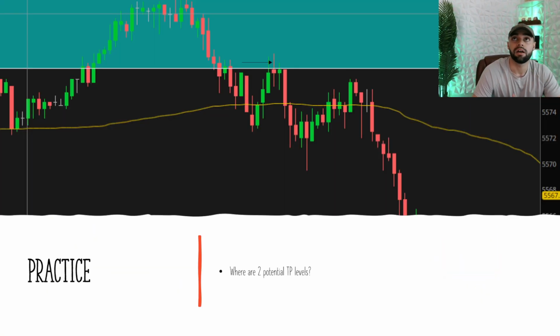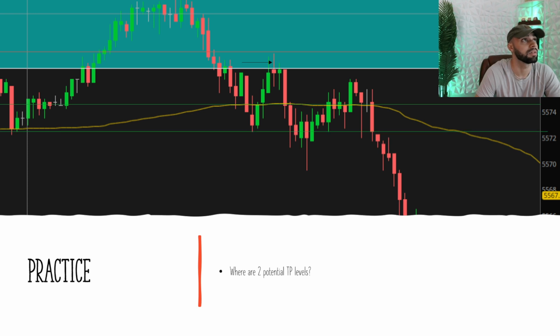So I'm in short here. Where are my take profit levels, right? Well, VWAP, obviously number one. Where's my next take profit level? That previous low we just made, right? That last low we made. And if we keep going, if you have runners, you keep going. This is how you do your take profit levels.